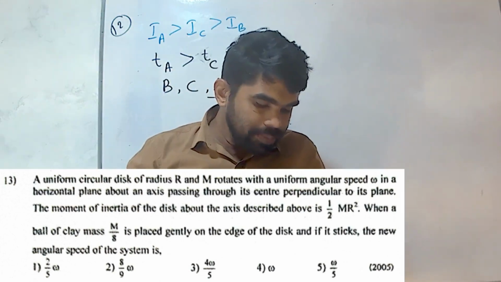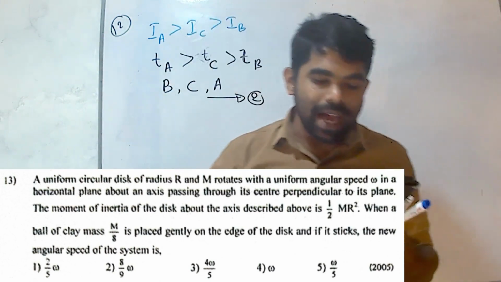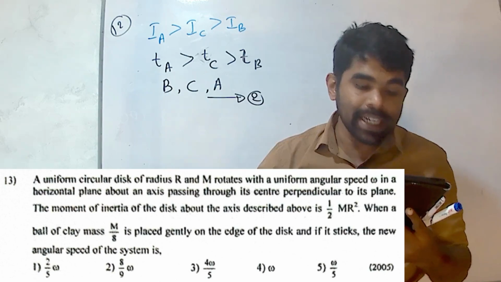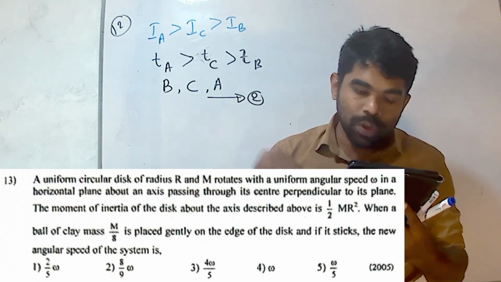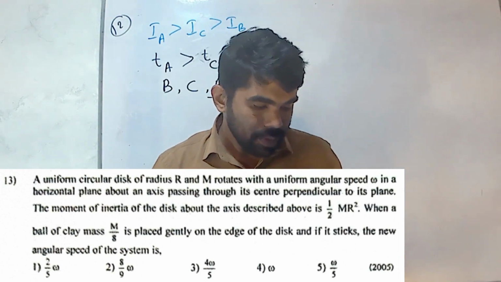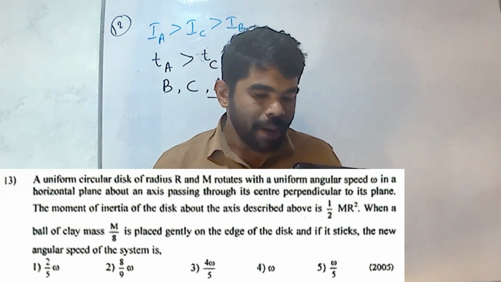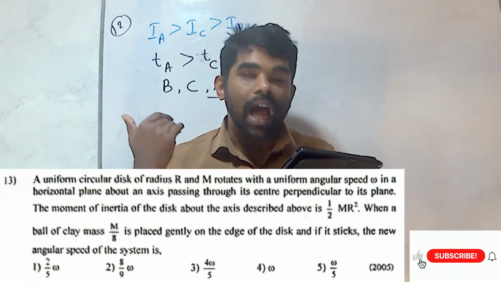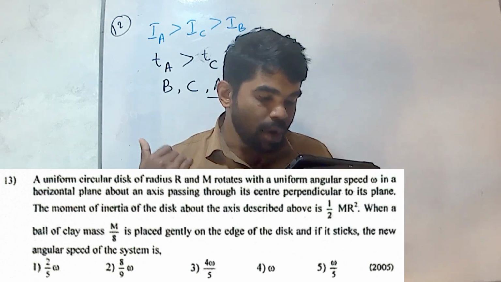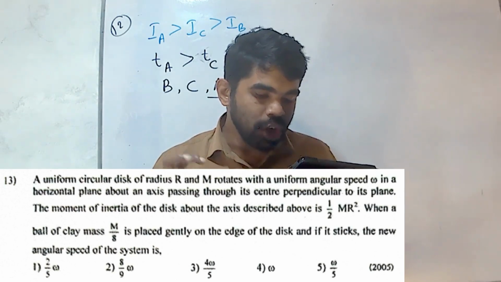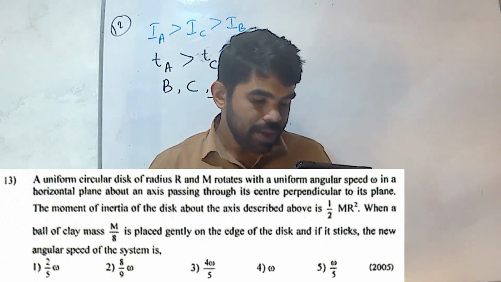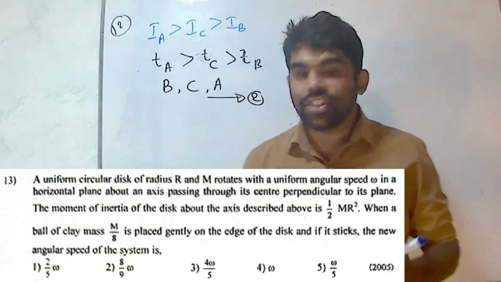Then question number 13. A uniform circular disc of radius R and mass M rotates with a uniform angular speed omega in a horizontal plane about an axis passing through its center, perpendicular to its plane. The moment of inertia of the disc about the axis described above is half M R squared. Then a ball of clay of mass m is placed gently on the edge of the disc, and if it sticks, the new angular speed of the system is.